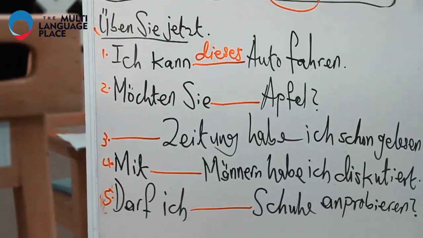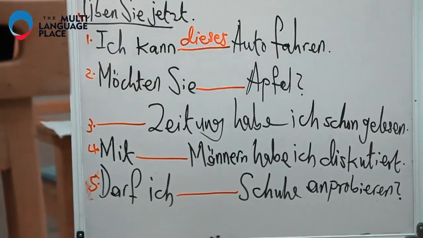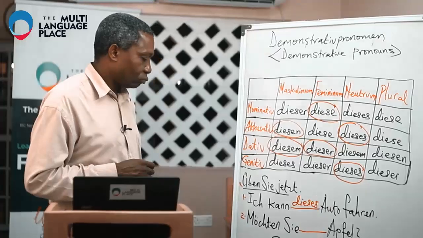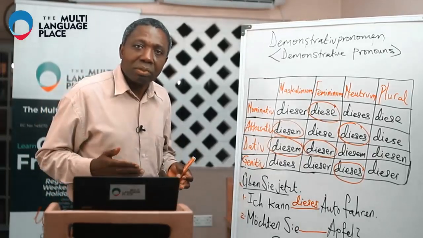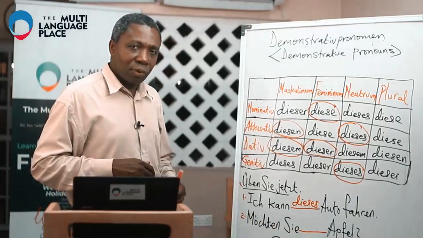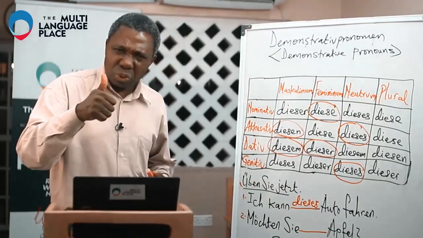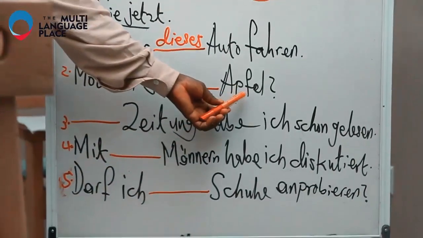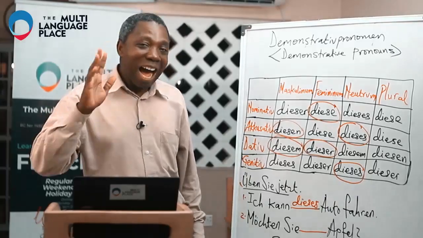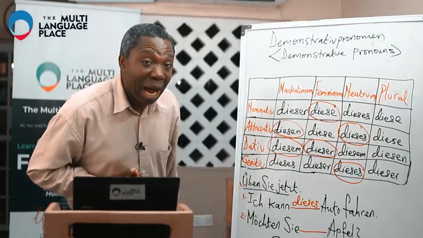Nummer 2. Möchten Sie das Apfel? Möchten Sie das Apfel? Do you want this apple? So, which one are you going to write here for the demonstrative pronoun? This apple. Which one is it going to be? The first question you are going to answer is, what is the gender of this? Apfel. Say it, let me hear. Apfel. Okay. Apfel is der Apfel.